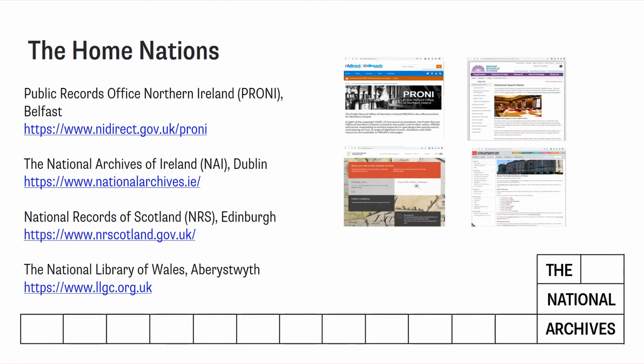If you are researching places outside of England, I would suggest that you start by looking at the websites for the relevant national institutions there. So for Northern Ireland, have a look at the Public Record Office for Northern Ireland, PRONI, in Belfast. And for the Republic of Ireland, I would suggest looking at the National Archives of Ireland in Dublin. If you're researching in Scotland, then the National Records of Scotland in Edinburgh is your go-to. And in Wales, try the National Library of Wales in Aberystwyth.